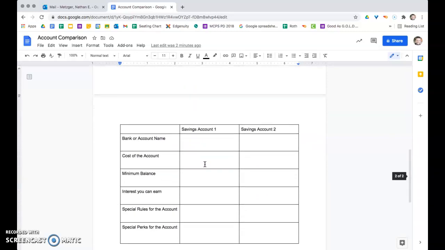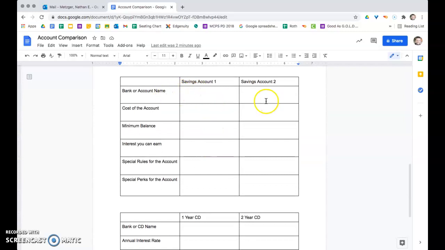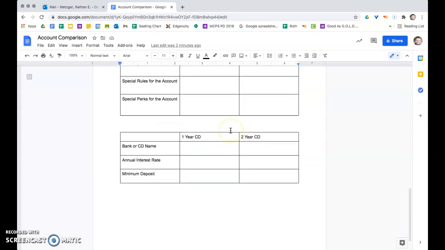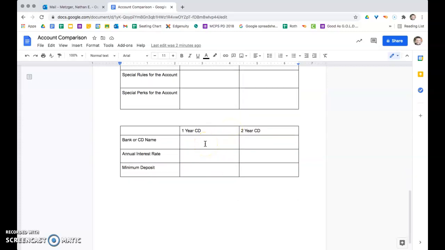As you scroll down on the second page, I want you to do the same exact thing with a savings account, finding a savings account at two separate banks or two separate places. Give me the name, the cost, minimum balance, interest you can earn, any special rules, and any special perks. And then finally, I want you to compare a couple of certificates of deposit, a couple of CDs. Remember, that's where we take our money and we loan it to the bank and they pay us for it.